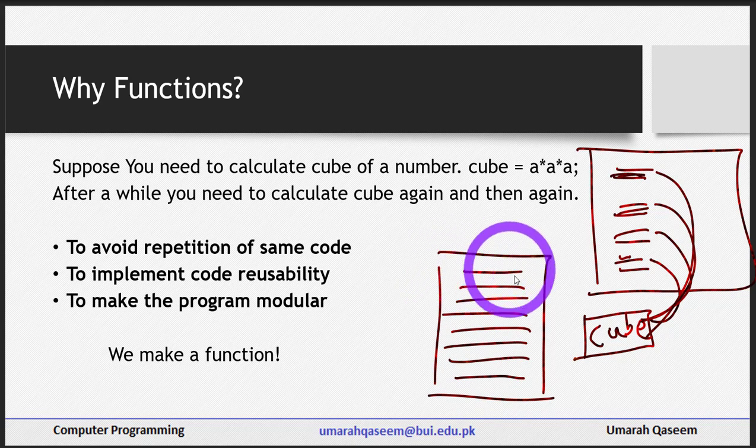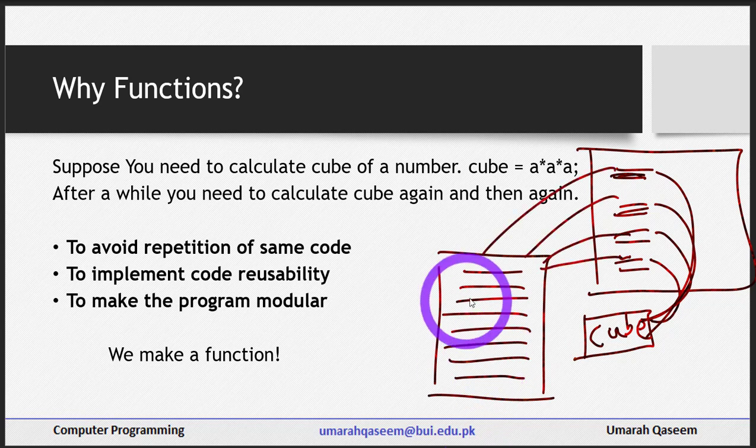Suppose that you don't have to calculate the cube, you have to do a lot of other things again and again, and suppose these are some 20 lines. Imagine writing these 20 lines at all of those 50 points in your code. That's not very convenient. So if you write them once in a function and then call or use these lines of code from all those points in your program, then it's obviously more convenient. And this is known as code reusability. You write the code once and then you reuse it in all those places.